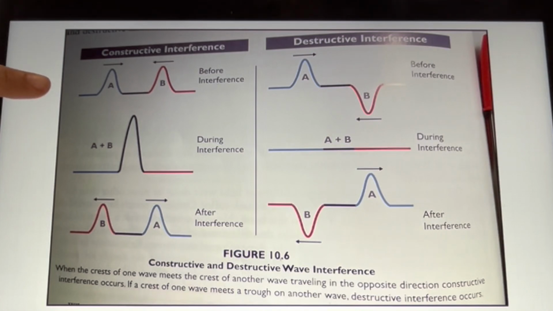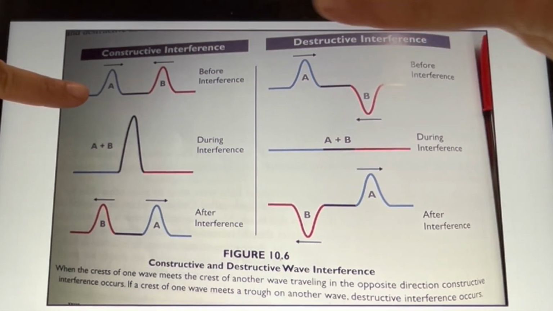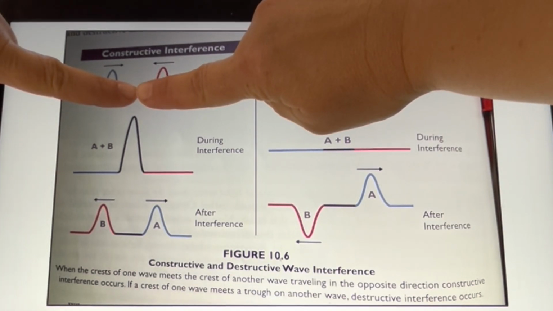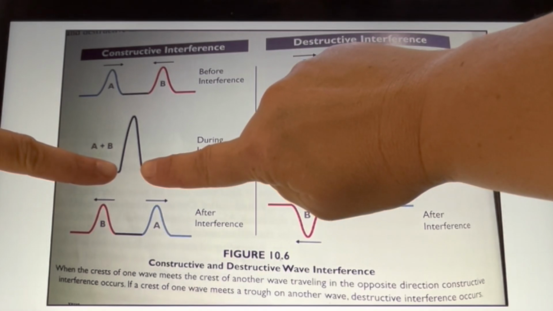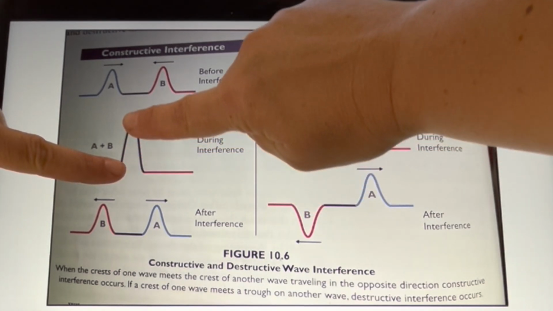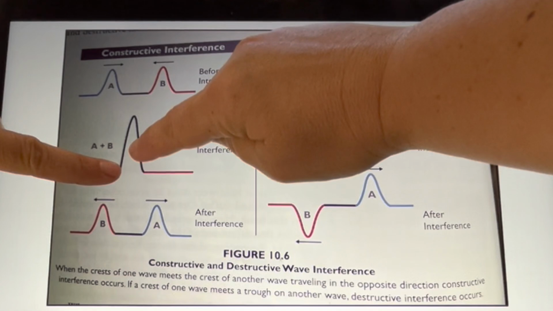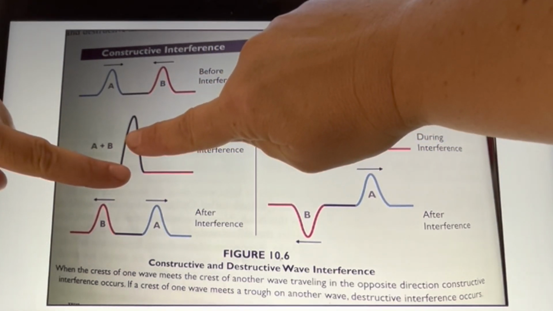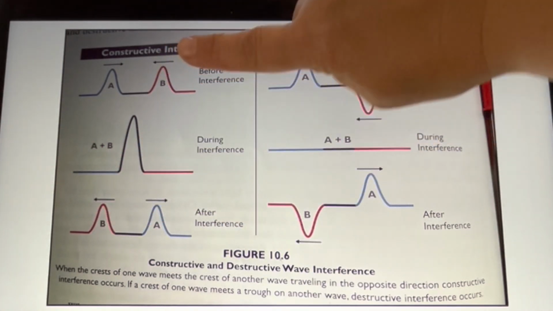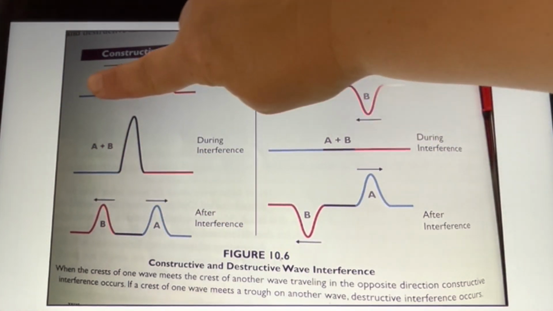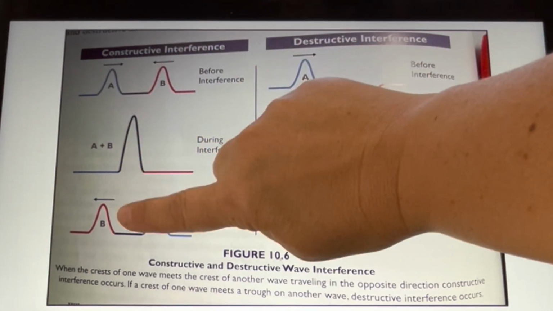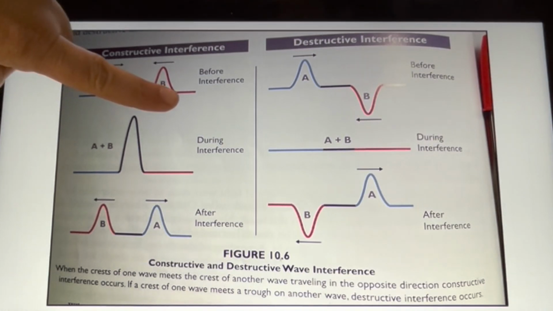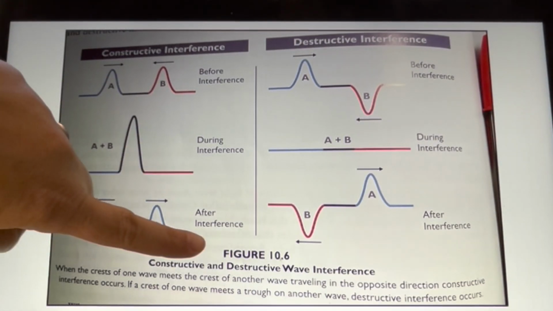We have wave A coming this way, and we have wave B coming this way. So when they hit, they sort of add together, so it sort of doubles the amplitude. So we have the amplitude of A plus the amplitude of B coming together right here as they pass each other. So we have B going this way. So as they pass each other, we have B going this way, and then we have A going this way after the interference.